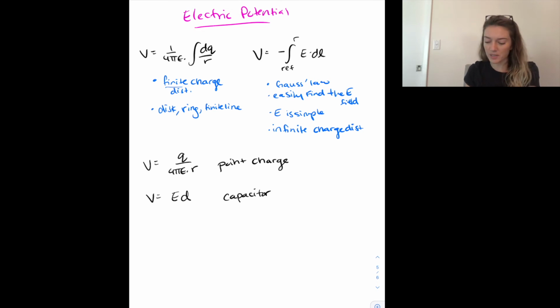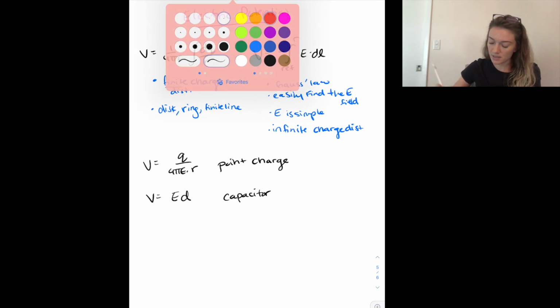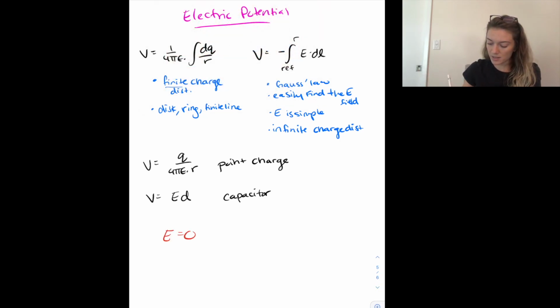Now, another thing about potential: remember I said that just because the electric field is 0, that does not imply that the potential is 0. What that does imply is that the potential is a constant. So remember, if E is 0, that means that the potential is a constant.